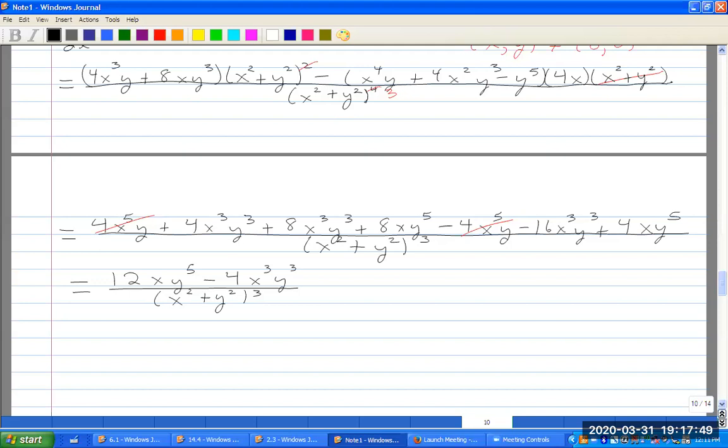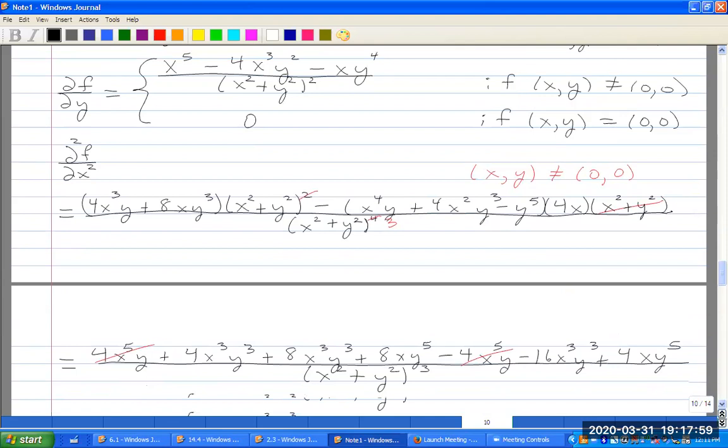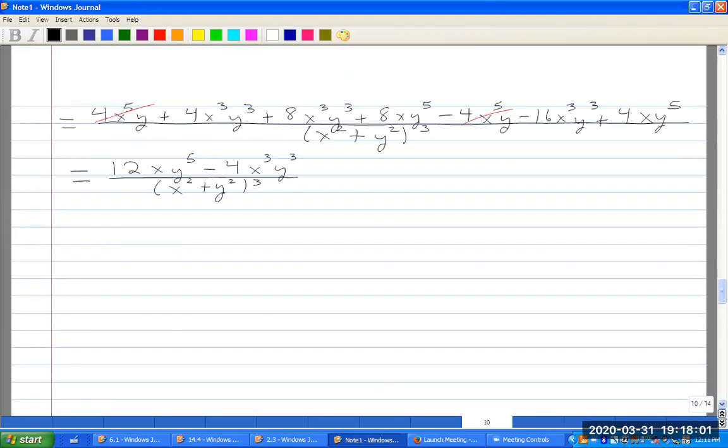Okay. Let's do some further mixed partials. And then I'll show that these don't exist. Partial f with respect to x. Oh, let's do y then x. Partial y, partial x. Okay.